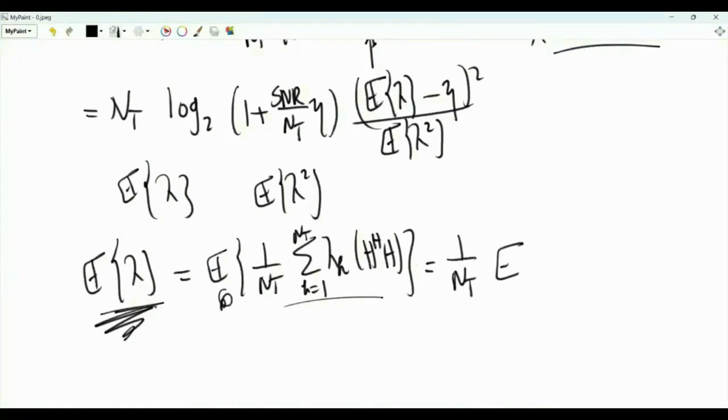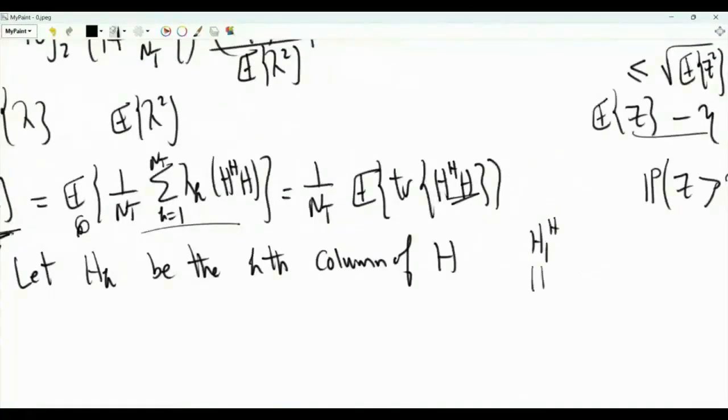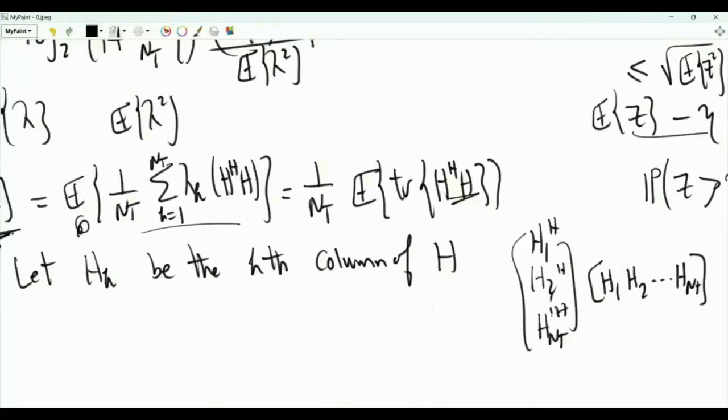This expectation here is 1 over nt, and then the expectation of the trace of H Hermitian H. The claim is that handling or managing the trace is easier than just working with an eigenvalue. What is the expectation of the trace of H Hermitian H? Let HK be the kth column of H. This matrix is H1 Hermitian, H2 Hermitian, all the way to HNT Hermitian. This is H Hermitian times H itself, which has those columns H1, H2 to HNT.